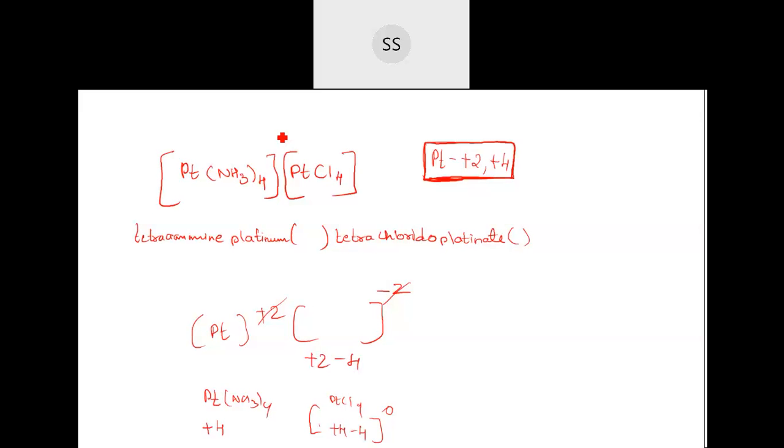Because if I put +2 here, the whole complex will carry +2 charge. This will carry +2 charge here, because ammonia is 0. And if you take +2 here, +2 -4 will be -2. So that is the reason why they cancel each other correctly. If you take +4 here, platinum as +4, this -4 will get cancelled and it will be 0. That is not possible. So 2 is the oxidation state. That will be the correct oxidation state.